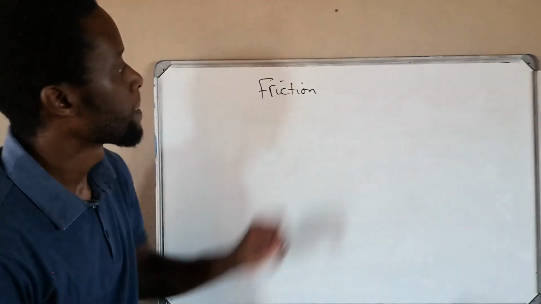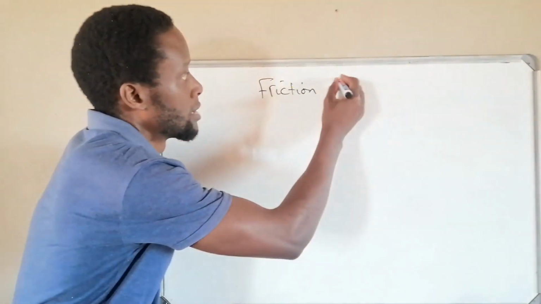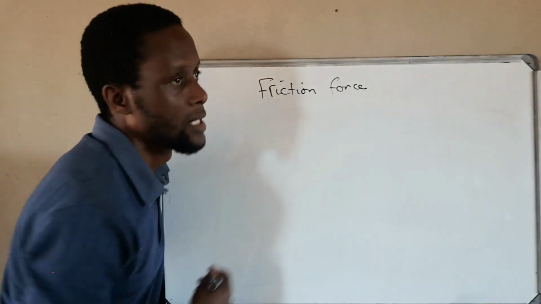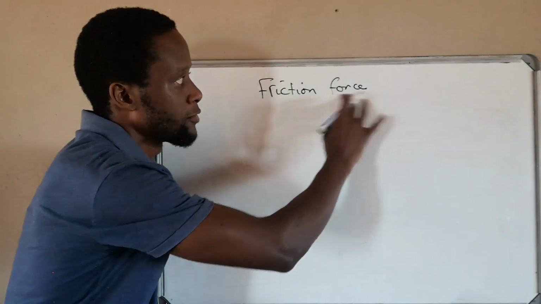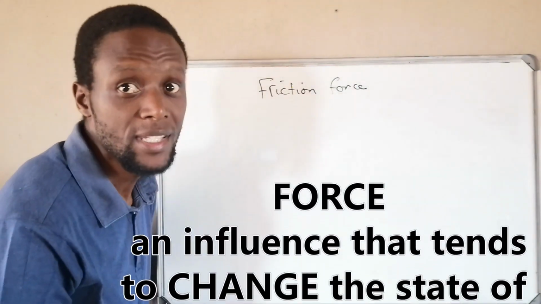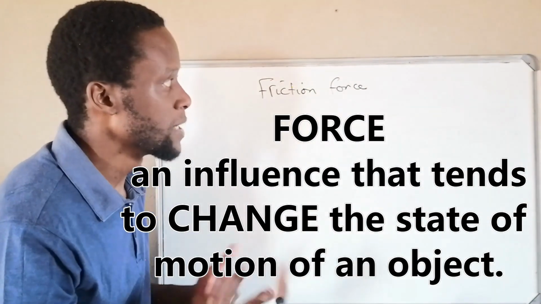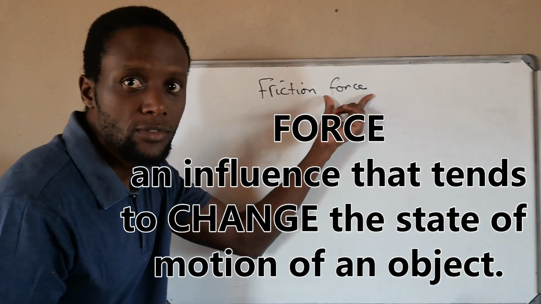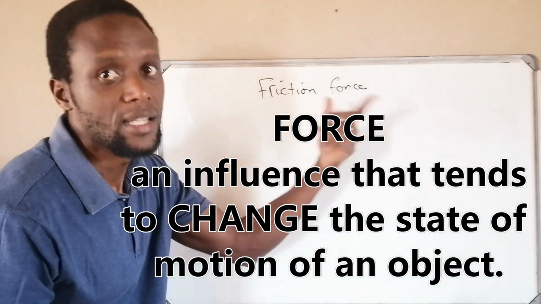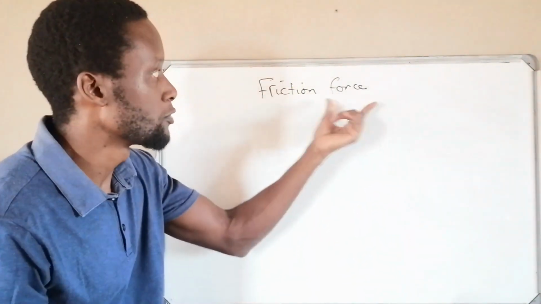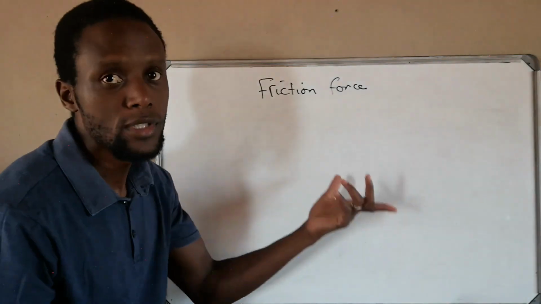Okay, so friction is a force, so we know what force is. Force is an influence that tends to change the state of motion of an object. From what we have learned so far, force tries to bring about acceleration or deceleration. So friction force is now an opposing force.